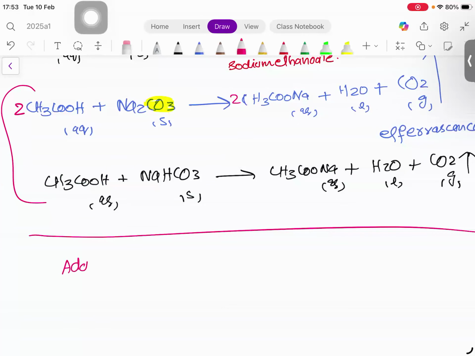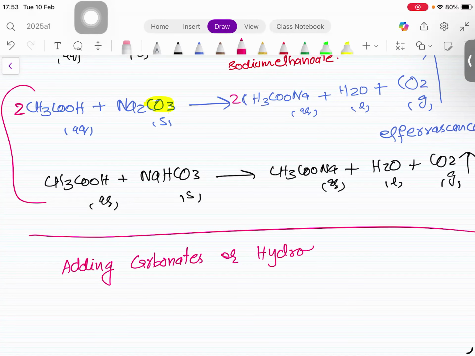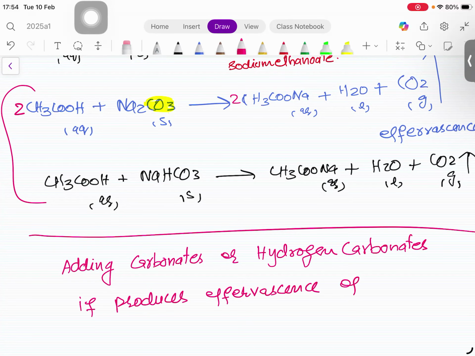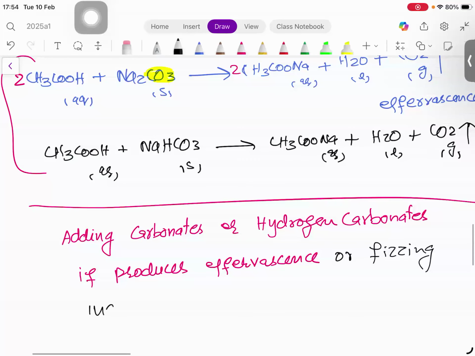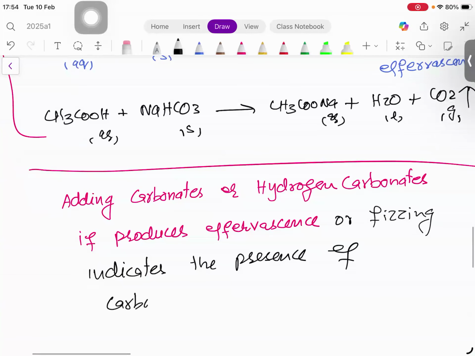So please write down: adding carbonates or hydrogen carbonates, if it produces effervescence or fizzing, indicates the presence of the carboxylic acid functional group.